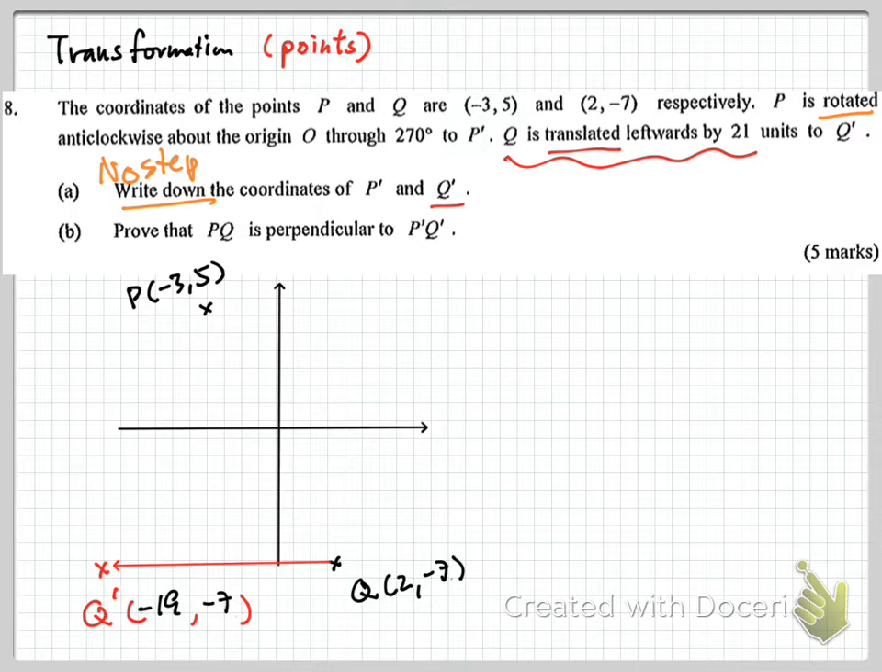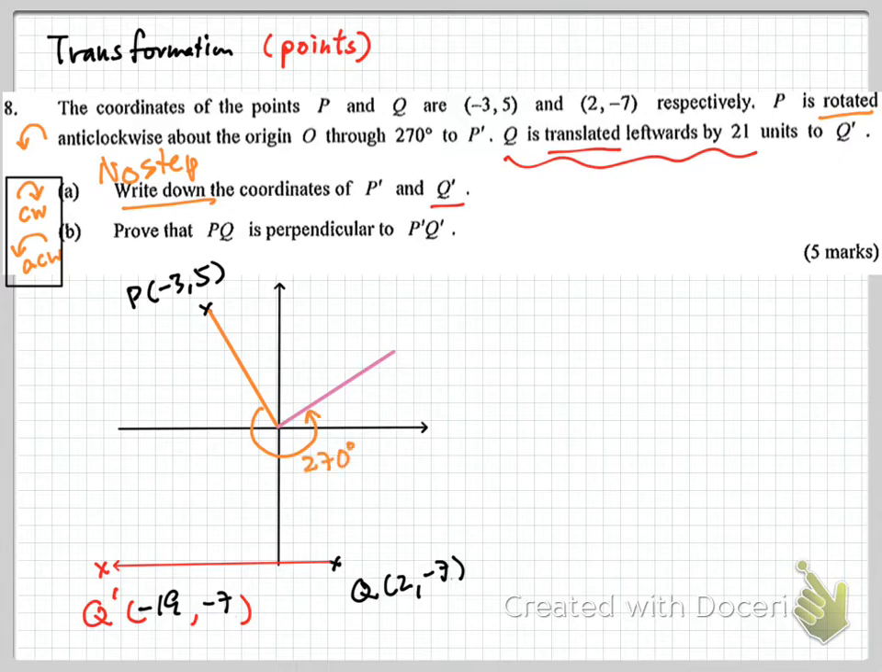So let's look at P. People were making mistakes in P rather than Q. So P is rotated anti-clockwise. Now anti-clockwise will be this direction. This is clockwise. This is anti-clockwise, ACW, alright? Be careful on the directions. So it is anti-clockwise through 270 degrees. Normally I will connect P to point O, and then I will do a counter-clockwise rotation by 270 degrees. This is the rotation.